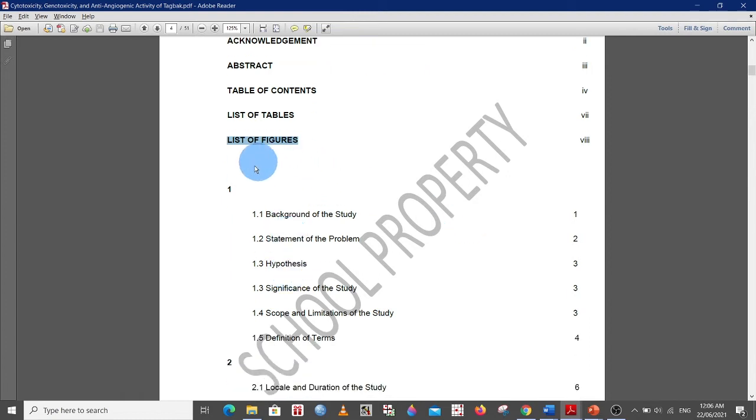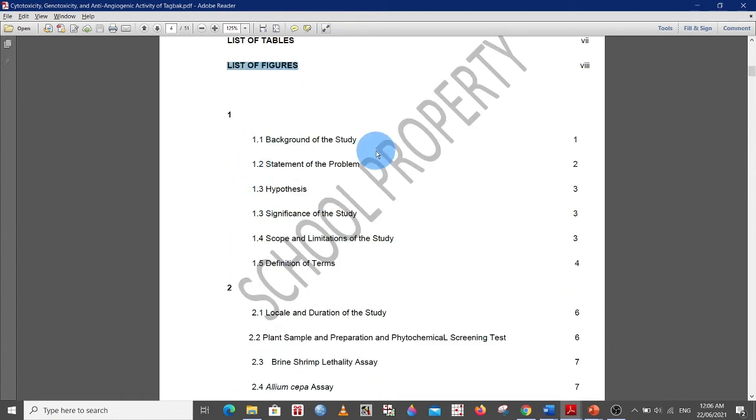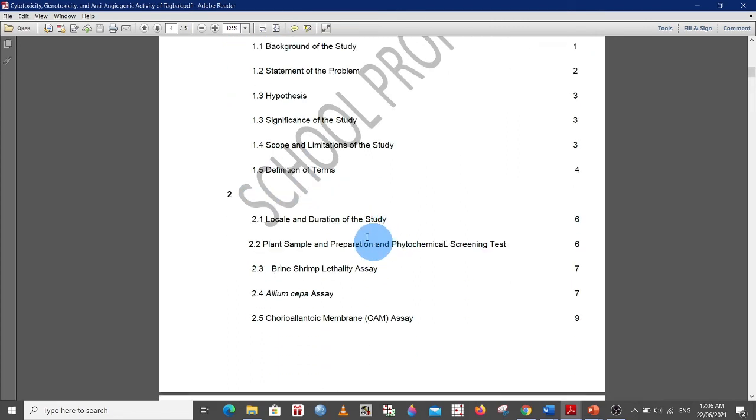Now, for the research proposal, there are only two parts. Okay? Major parts na inyuhang himuon gyud. Part 1 is all about introduction, mao na ning background of the study, statement of the problem, hypothesis, significance of the study, scope and limitations of the study, definition of terms. And the second part is the methodology.